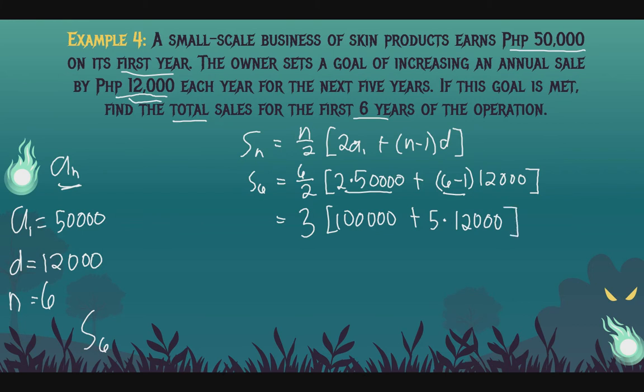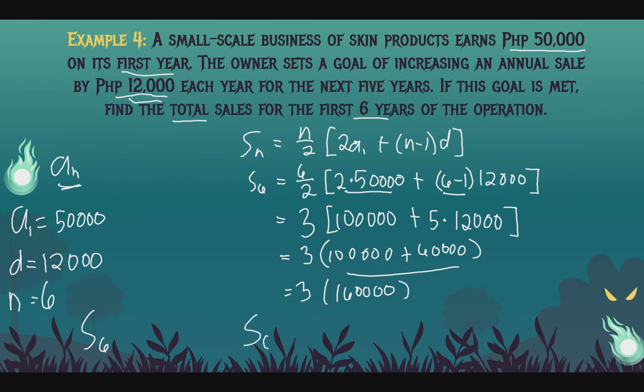So, copy muna natin si 3. Ayusin muna natin yung nasa loob ng ating parenthesis. Copy din si 100,000. Una natin i-operate is 5 times 12 which is 60,000 pesos. And 100,000 plus 60,000 is 160,000. And 3 times 160,000 is, very good, 480,000 pesos. So, ito po, ang kita ng company na to sa loob ng 6 na taon.